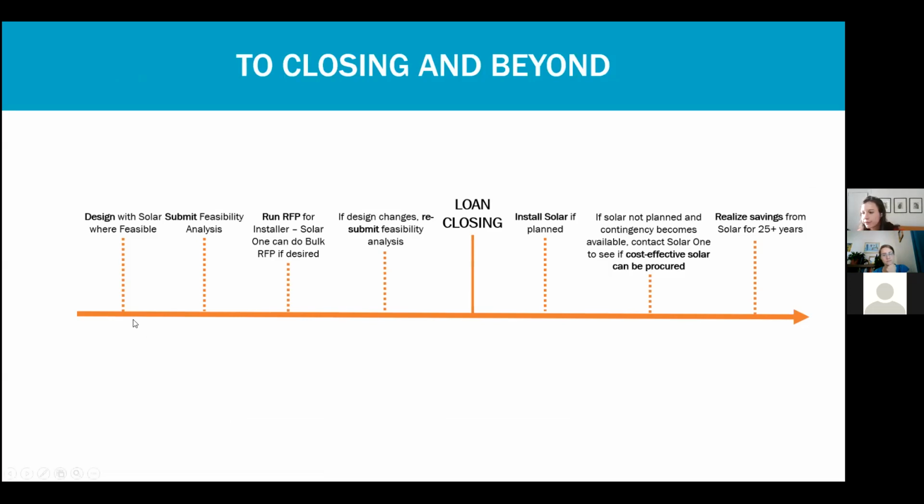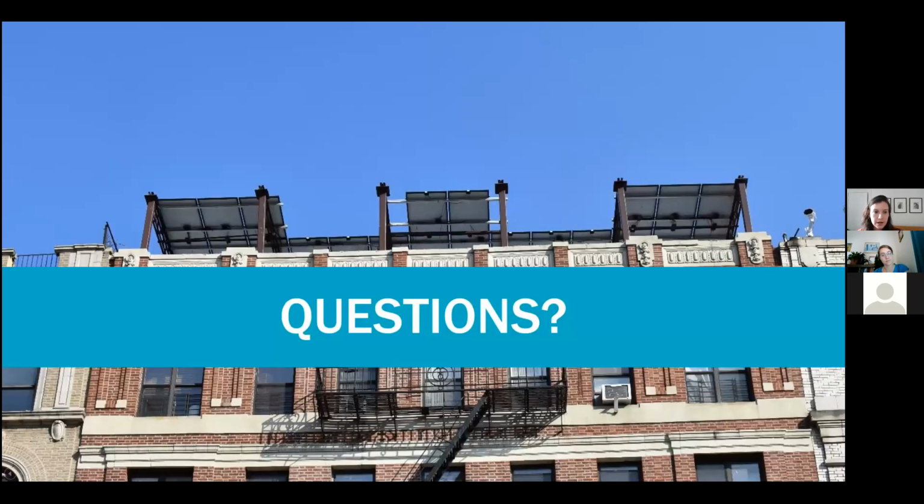And just a brief timeline as you're thinking about solar. Starting on the left, you're hopefully designing with solar in mind and thinking about the factors that will make the project feasible for solar. Then the applicant will submit the solar feasibility analysis. And then for HPD projects, you can either run an RFP for an installer, or Solar One does bulk RFPs on a quarterly basis, so we can really help get good, competitive pricing for projects if we combine them. So we can support you through that process if needed.